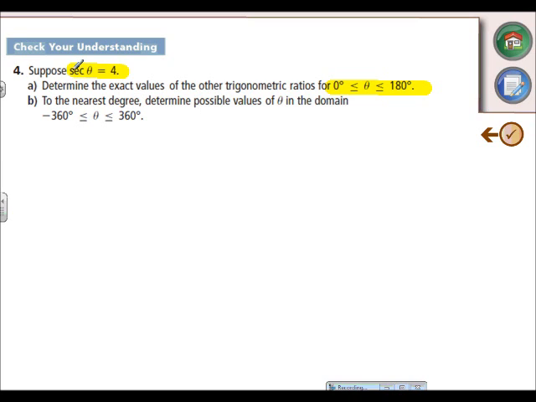Well, we can't deal with secant too much. Let's change it. Secant is really the same thing as cos reciprocaled, 1/4. So now we're looking at the cosine being 1 over 4. That's a positive value.